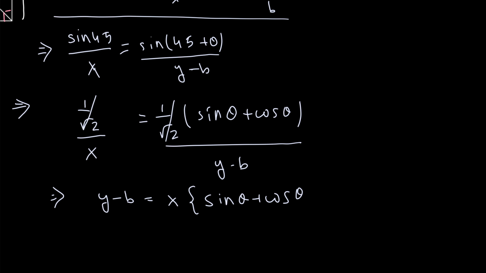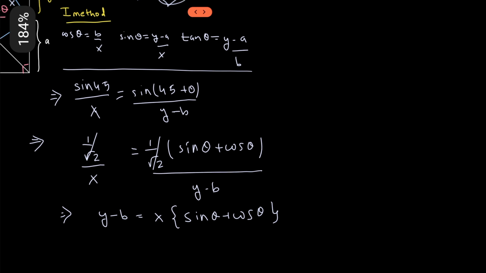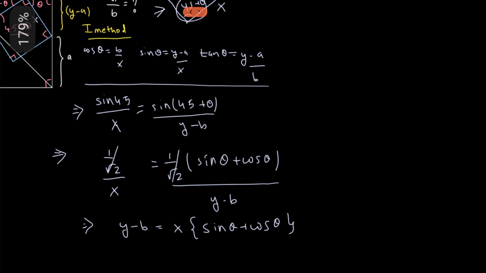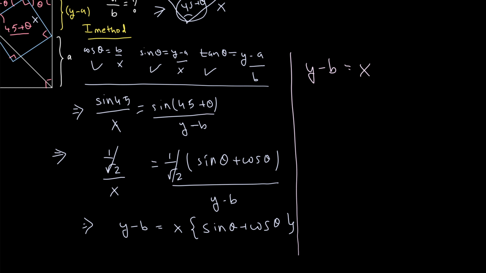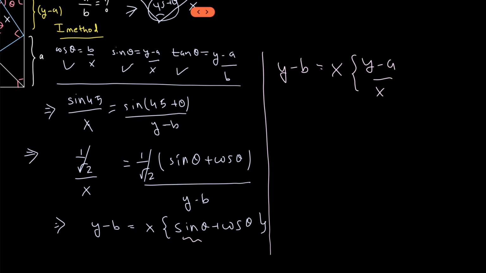Now recall that from the right angle triangle we have already got the value of cos of theta, sine of theta and tangent of theta. So the value of cos of theta and sine of theta from there I can replace in this equation. So the equation that I currently have is y minus b equals to x times, now instead of sine of theta we have its value, that is y minus a divided by x. This thing added with the value of cos of theta.